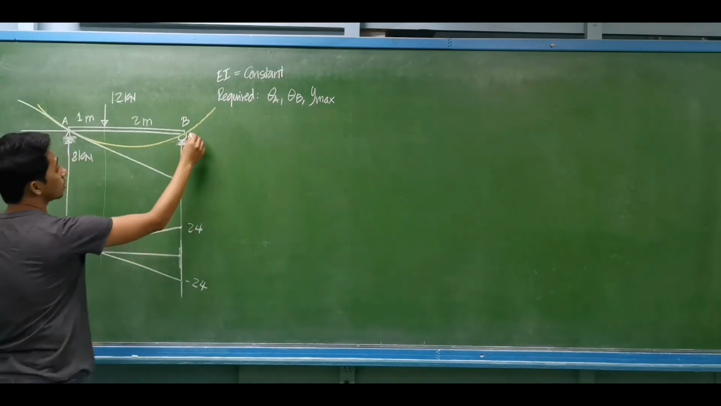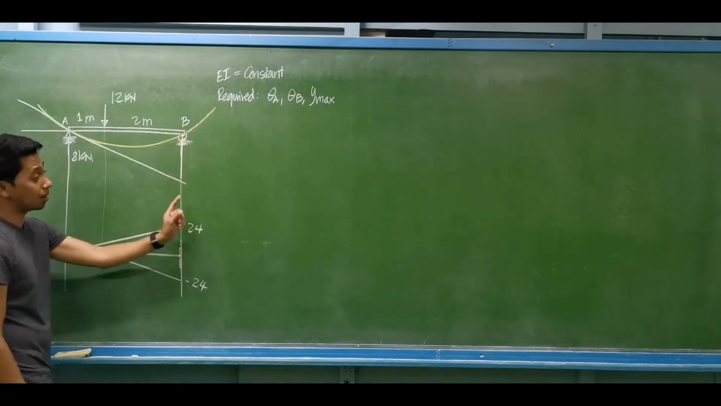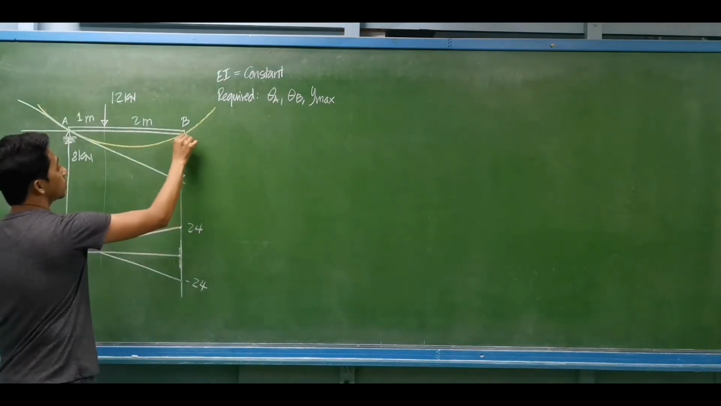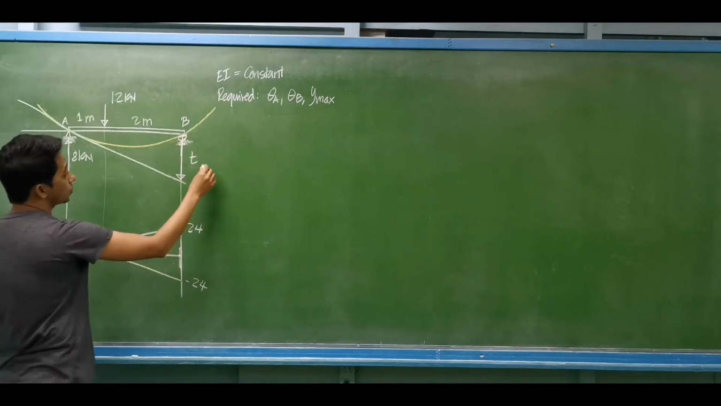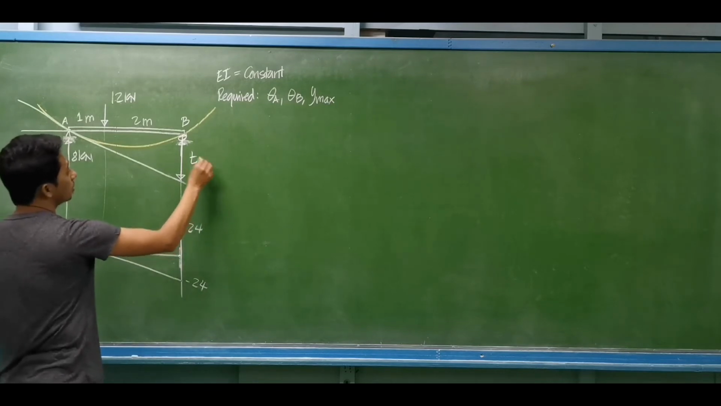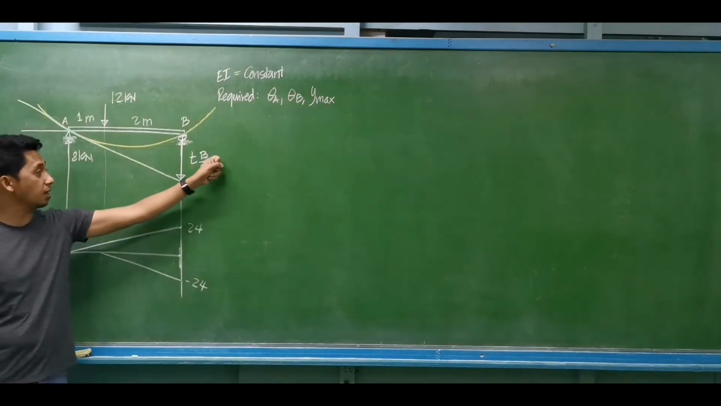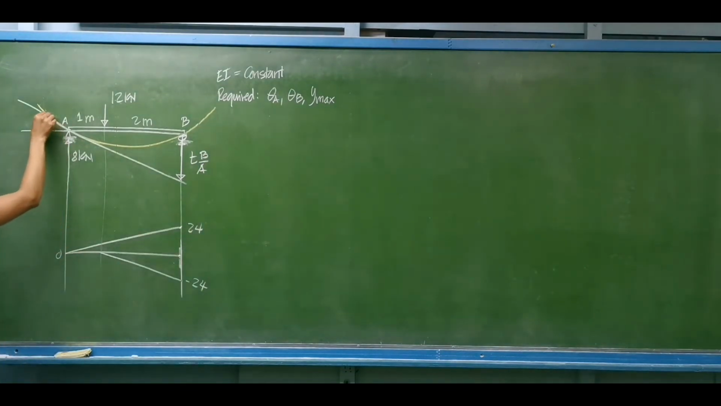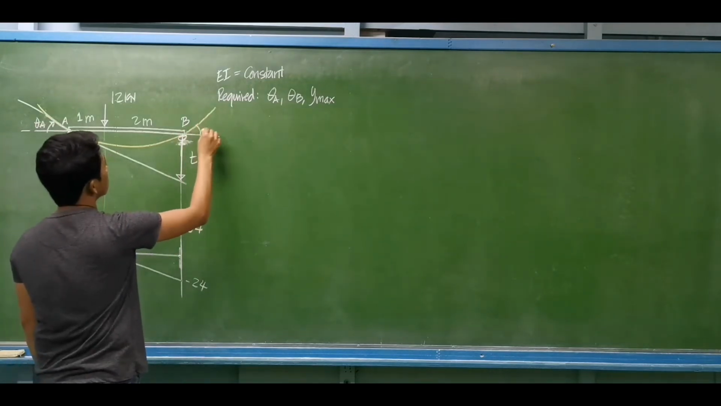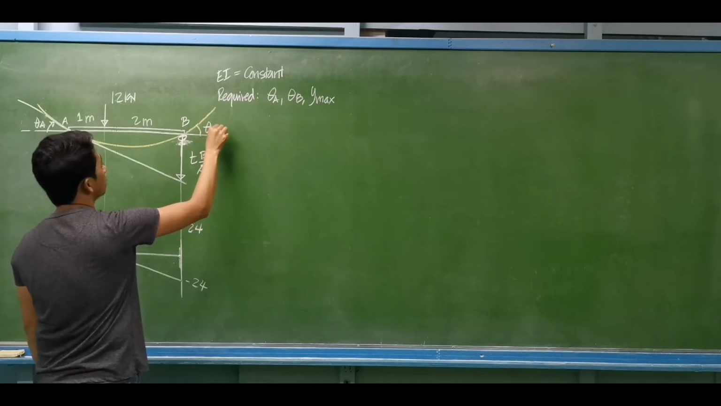So this distance, from the elastic curve to the tangent line, is the deviation from your initial point, point A, to the second point, point B. The deviation from A to B. So this will be the rotation at A. Let's say this is theta sub A, and on the other side, the rotation at B, we have theta sub B.